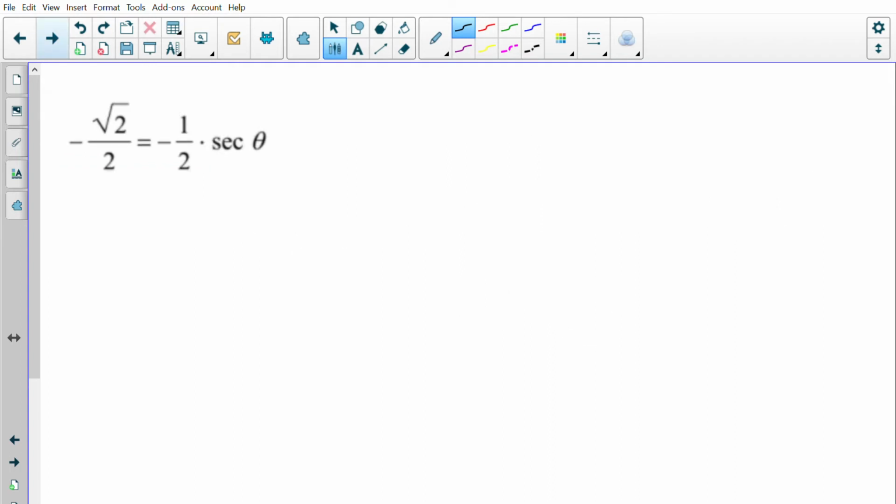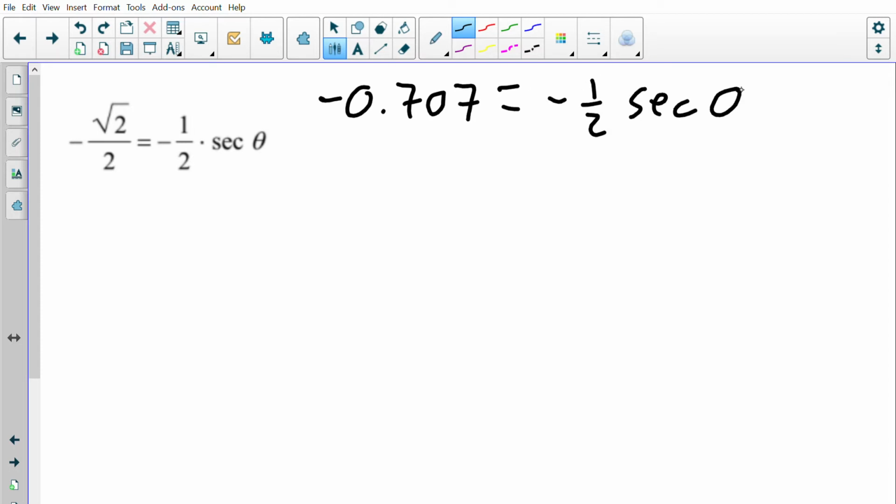For this one, I literally just plugged in root 2 in my calculator and then divided it by negative 2. When I did that, I got negative 0.707 is equal to negative 1/2 secant of theta. I'm going to divide by negative 1/2, which is the same as multiplying by the inverse, so negative 2 over 1. So I just flipped this fraction. Two negatives make a positive.